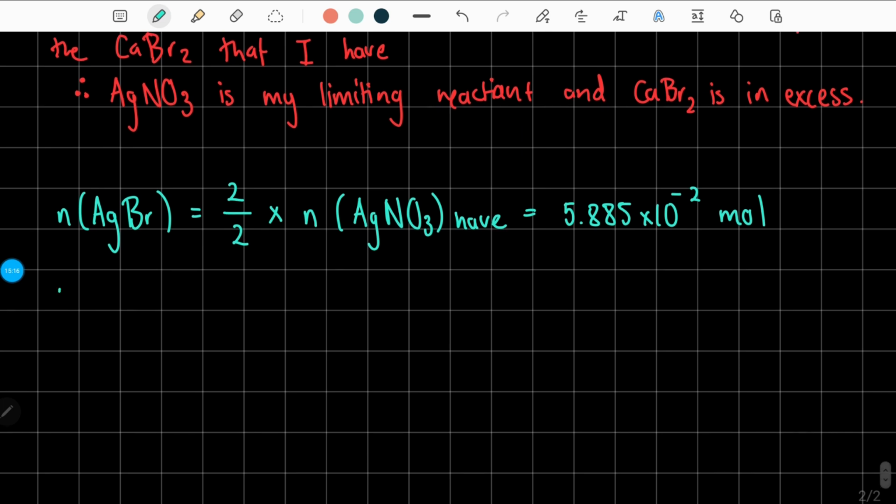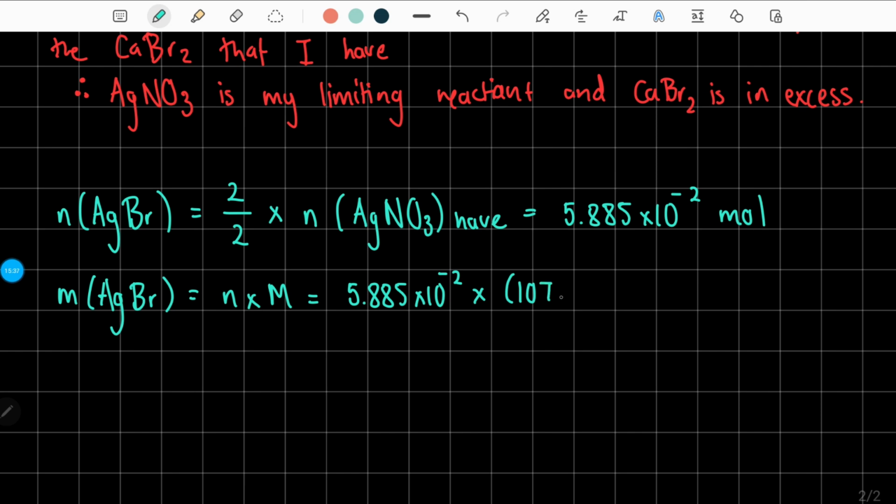And finally, you can find the mass of silver bromide as your moles times molar mass, which is going to be 5.885 times 10 to the negative 2 multiplied by silver, which is 107.9, plus bromine, which is 79.9, and this should end up giving you a value of 11.1 grams, which is your final answer.